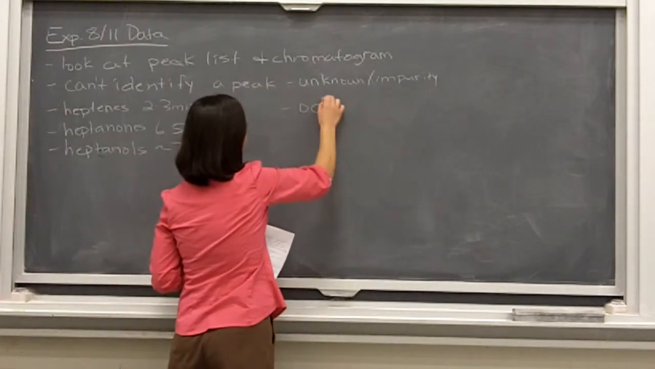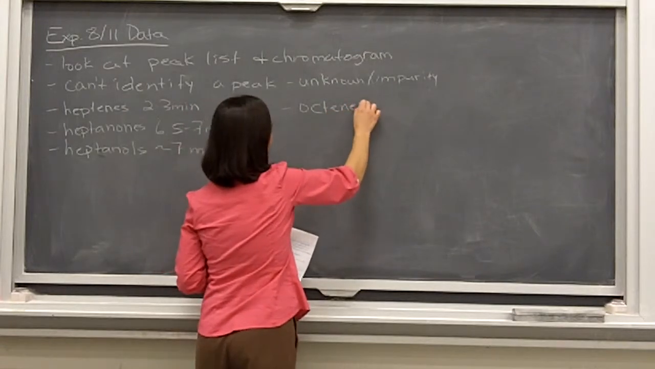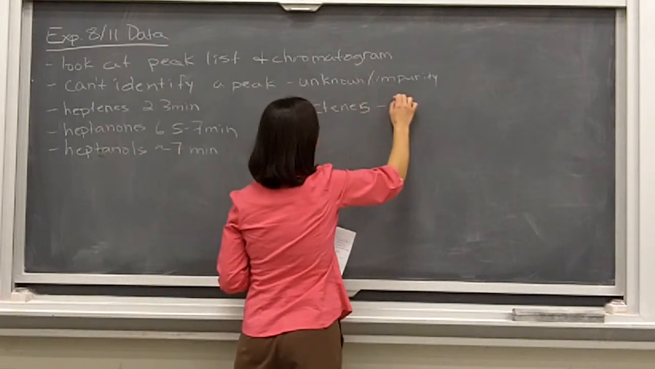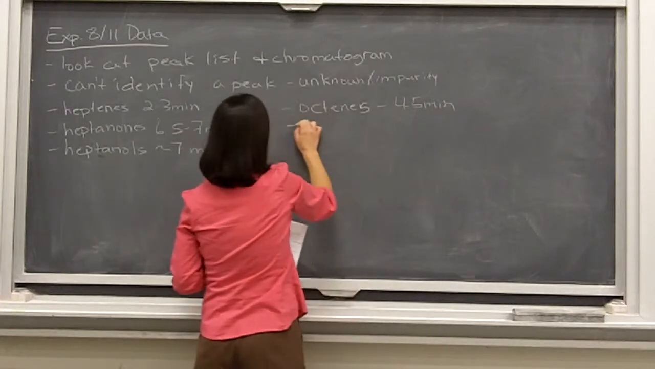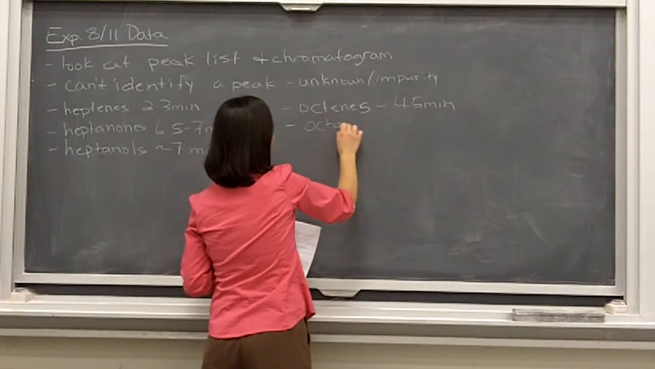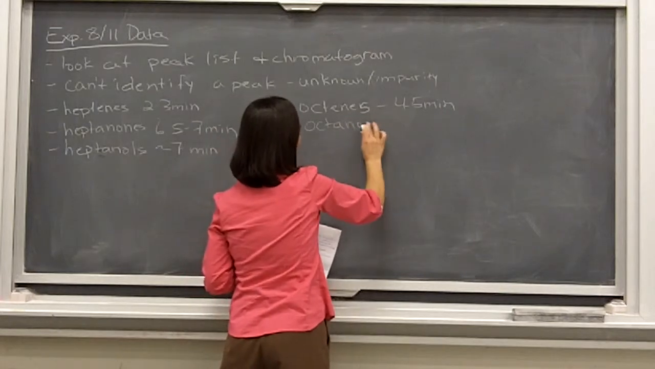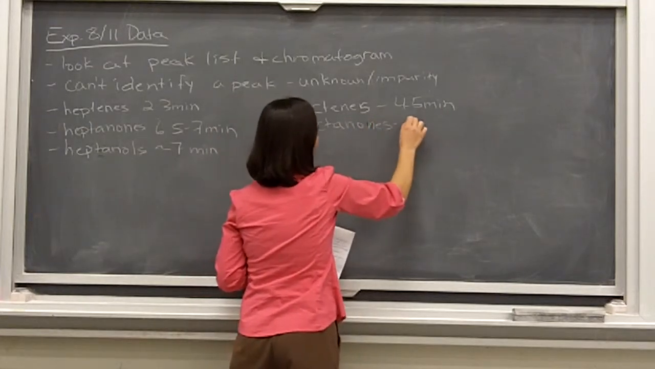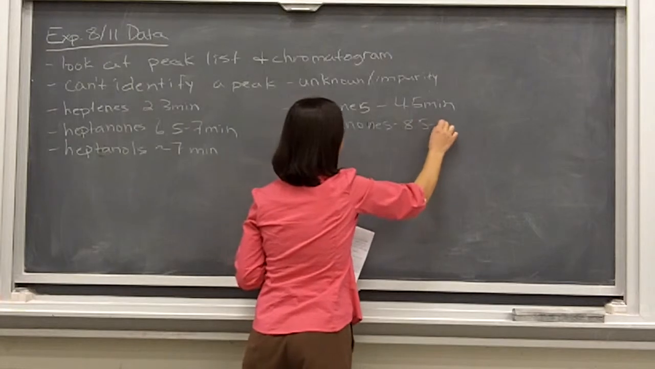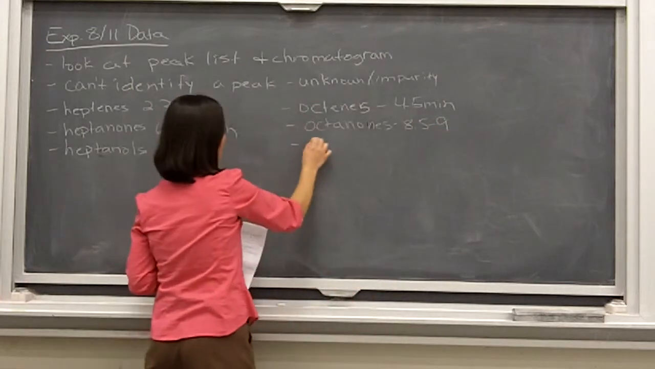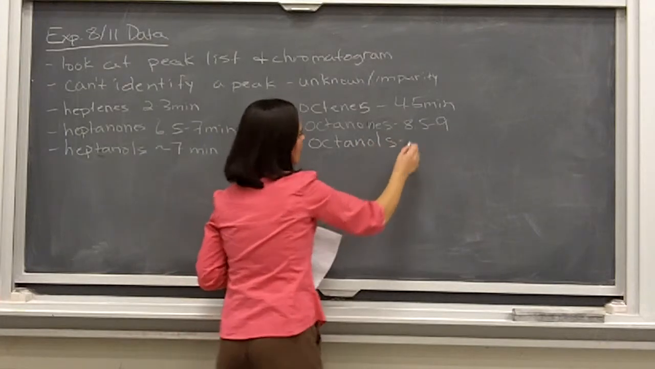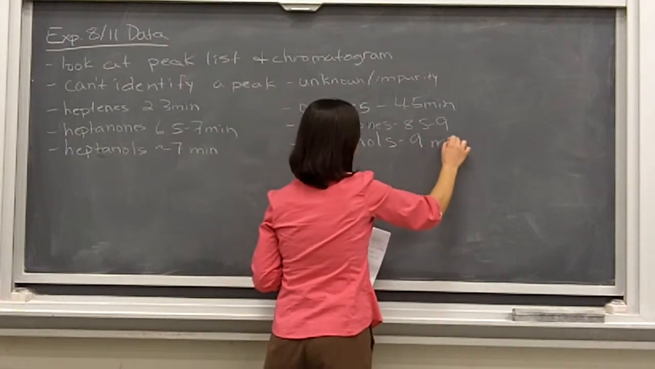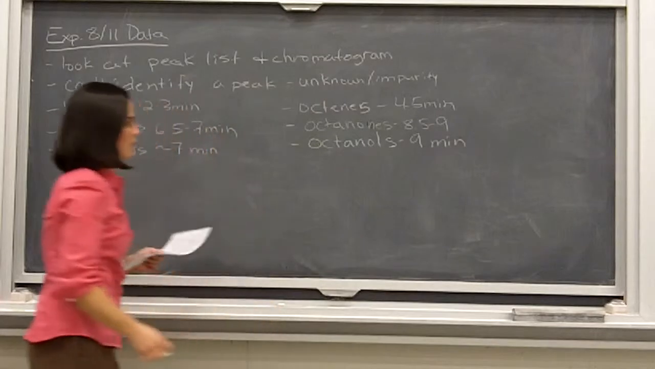The octenes are in the 4 to 5 minute range. The octanones are about 8.5 to 9 minutes or so right before your octanols. Your octanols are in the 9 minute range, a little after 9 minutes.